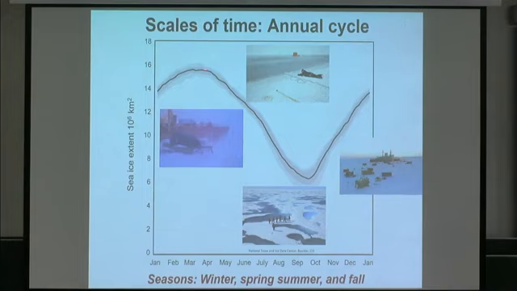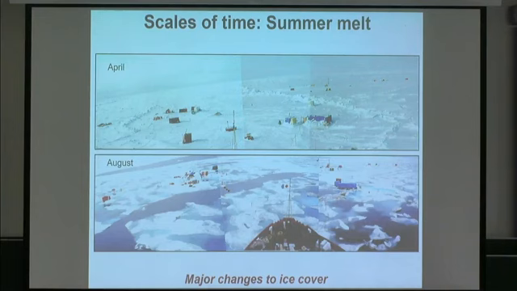In spring, even though it's still cold, the sun comes back. We start to lose ice around the periphery of the ice cover. And then we go into summer, a period of great ice loss through melting. And then finally, fall freeze up when the amount of ice goes back up again. So there's a lot of interest on temporal scales in terms of the annual cycle. And parts of the annual cycle are also very interesting. And one of them is summer melt. A lot happens in the summer.